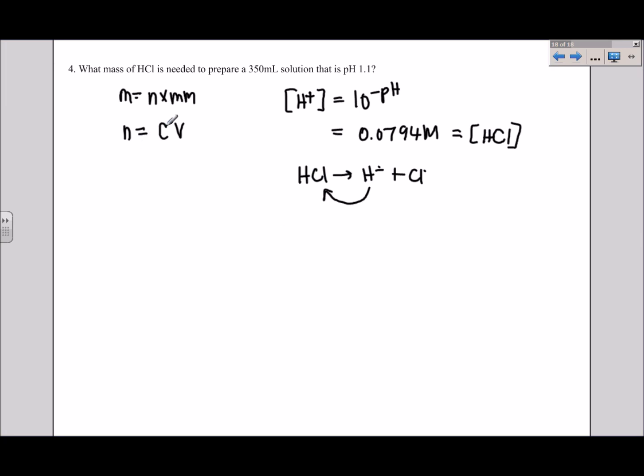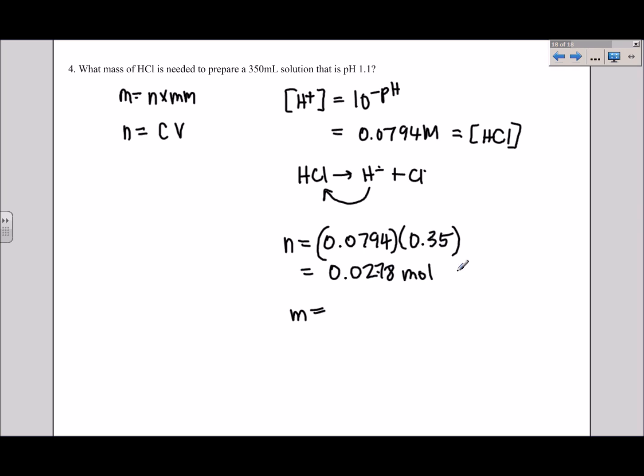Now that I know the concentration, I can use my previously discussed formulas in order to find the mass. So I'll find my moles by multiplying the concentration of 0.0794 times the volume, remembering that the volume needs to be in liters, so I'm going to multiply by 0.35. So the moles that I need for this solution is 0.0278, and then the mass I'm going to find by multiplying by the molar mass.